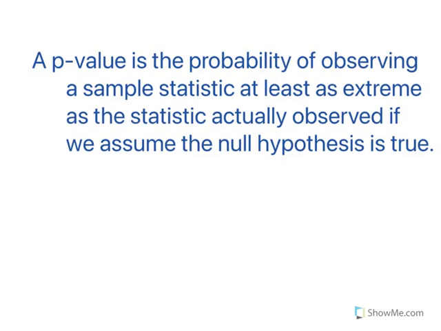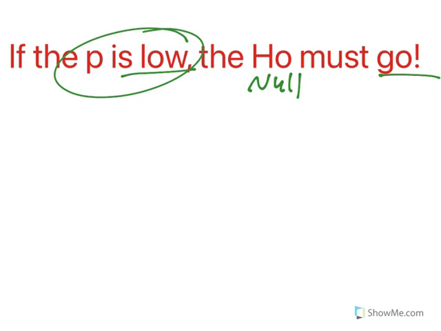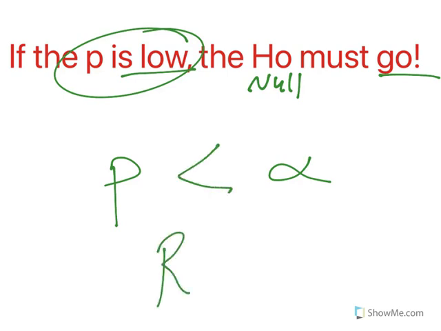So, the basics. A p-value is simply the probability of observing a sample statistic at least as extreme as the statistic actually observed if we assume the null hypothesis is true. These are specific statistical reasonings here. The big idea: if the p is low, the H-O must go. So just remember, compare p to alpha. If p is less, then you reject. But p is the probability. A p-value is simply a probability of observing your sample statistic.